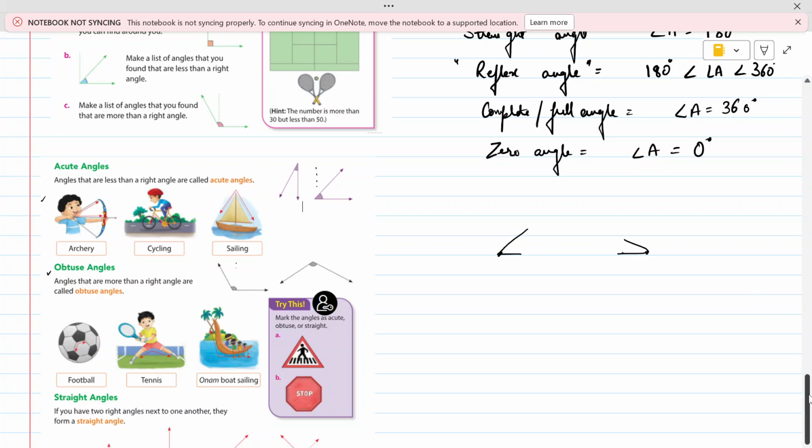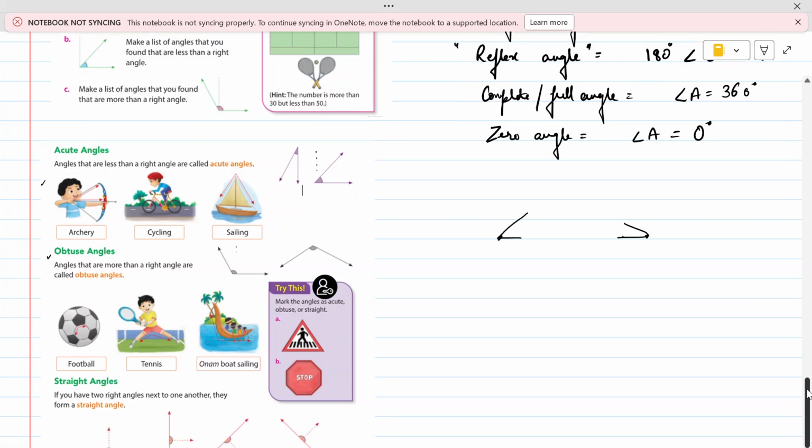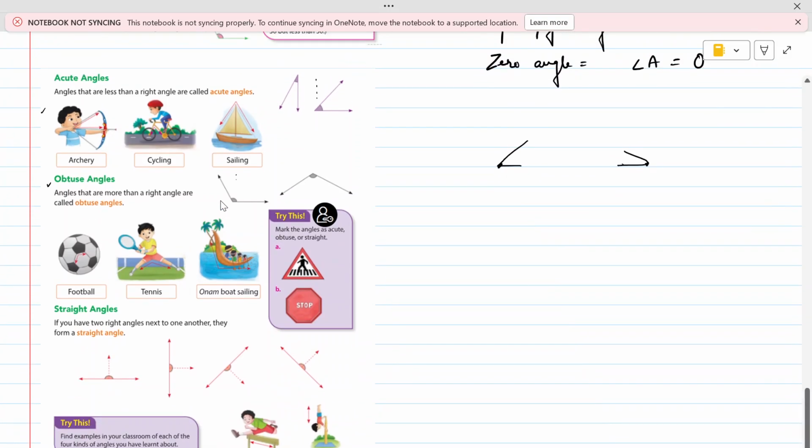Now coming to obtuse angles. These are the angles which are greater than 90 and less than 180. So these are the obtuse angles. This shape inside is a pentagon. Here the two sides are also at an obtuse angle. Similarly, this boy, the two legs are at an obtuse angle here. This ship is sailing, and here, sorry, they are also at an obtuse angle with each other.